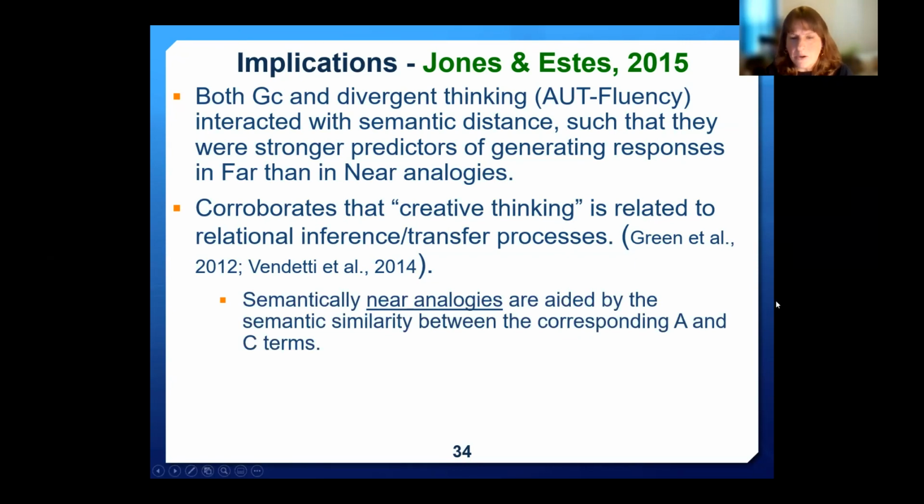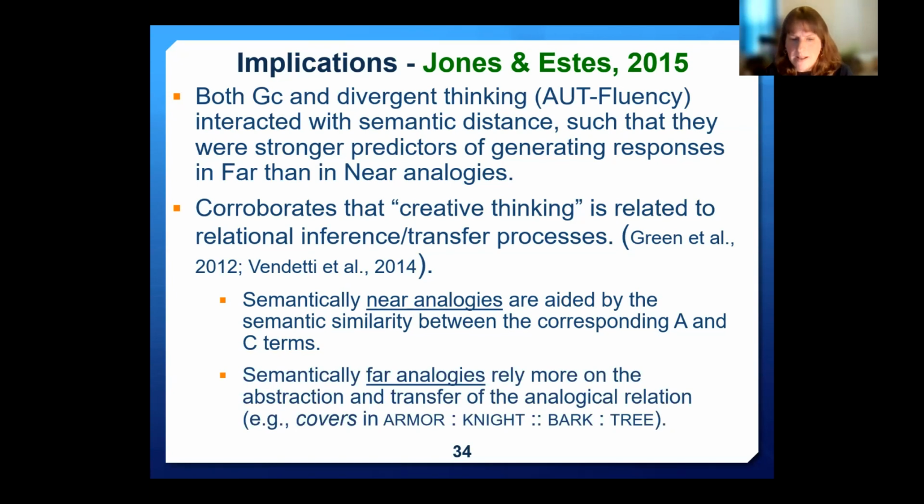So semantically near analogies are aided by the semantic similarity between the corresponding A and C terms, whereas the semantically far analogies rely more on the abstraction and transfer of the analogical relation. One of the semantically far analogies in this study was armor is to knight as bark is to tree. So participants had to generate the term tree, and in doing that, they weren't able to map armor to bark and knight to tree.